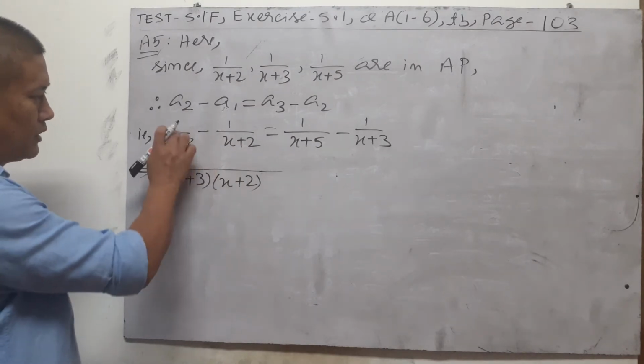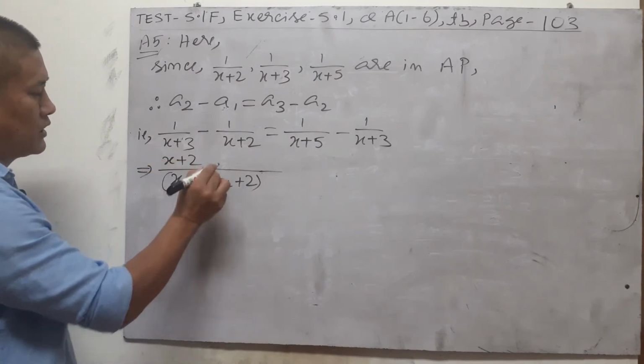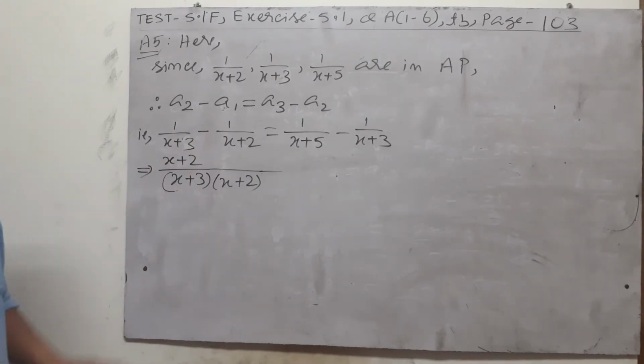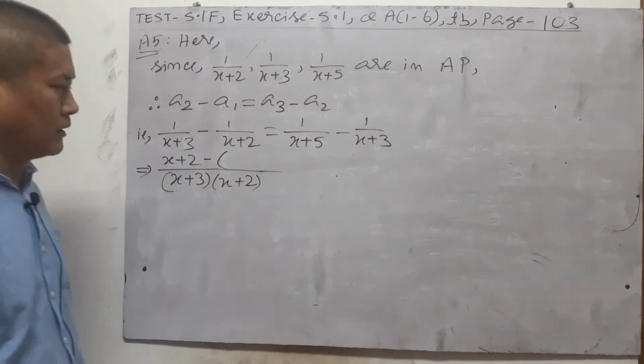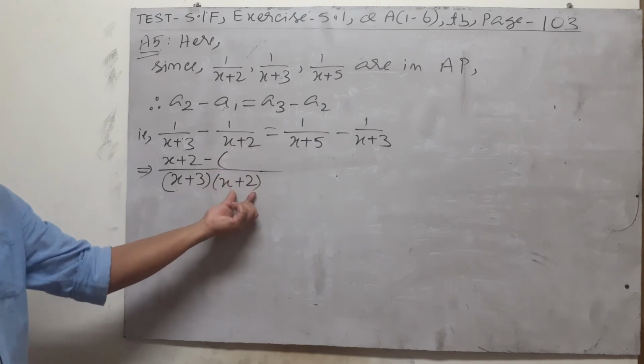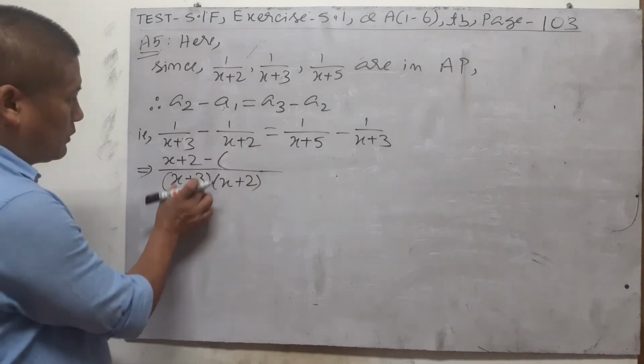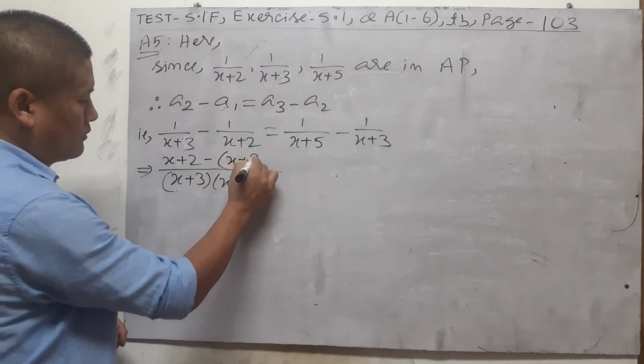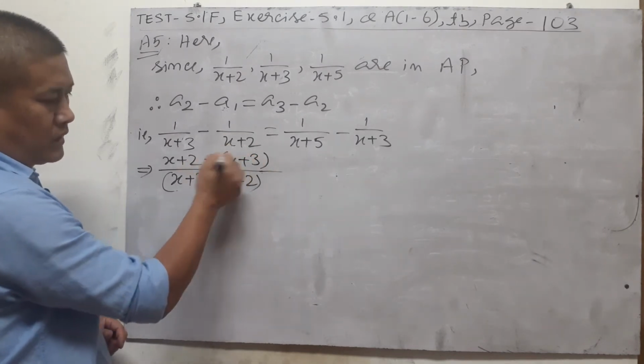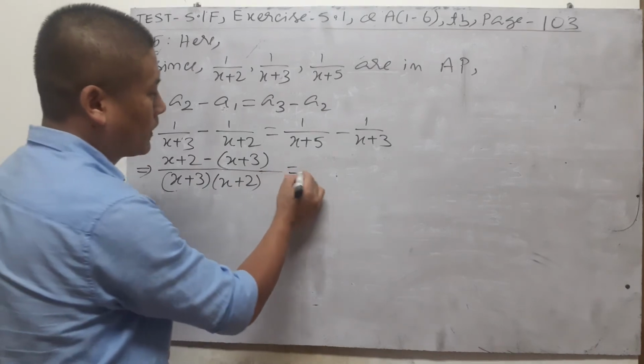So x plus 2 multiplied to 1 will be x plus 2. There's a minus here, so you better put a bracket next. X plus 2 is in this denominator. The one missing is x plus 3. So x plus 3 into 1 is, multiply that to numerator, is x plus 3. Important to put bracket here because there's a minus outside, okay?